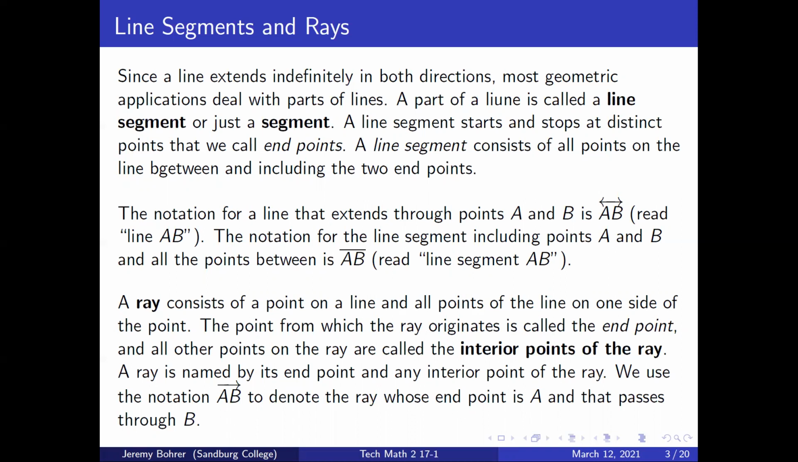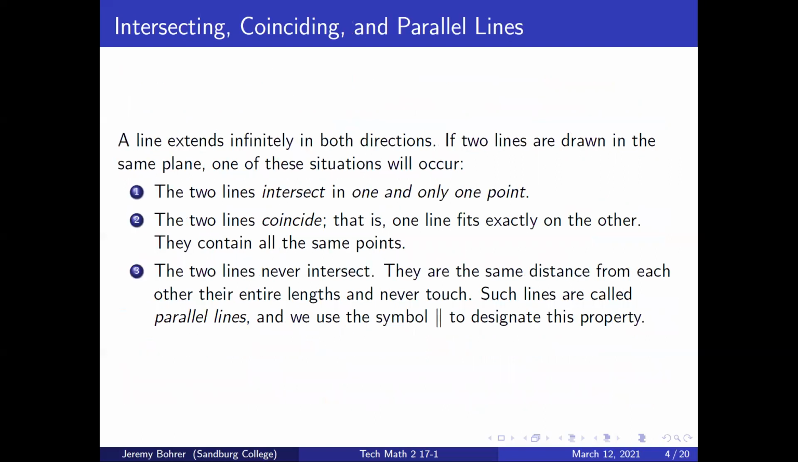A ray consists of a point on a line and all points on the line on one side of the point. The point from which the ray originates is called the endpoint, and all other points on the ray are called the interior points of the ray. A ray is named by its endpoint and any interior point of the ray. We use the notation single right pointing arrow over AB to denote the ray whose endpoint is A and that passes through B.